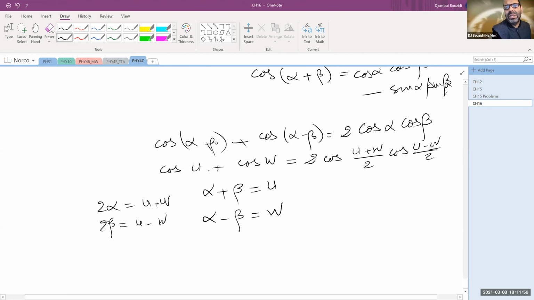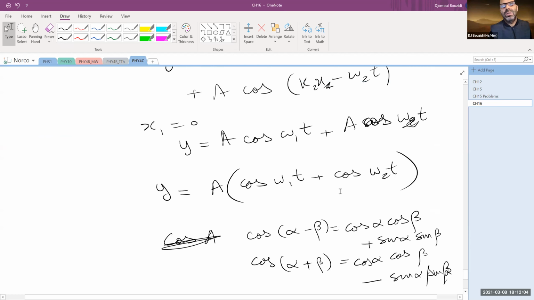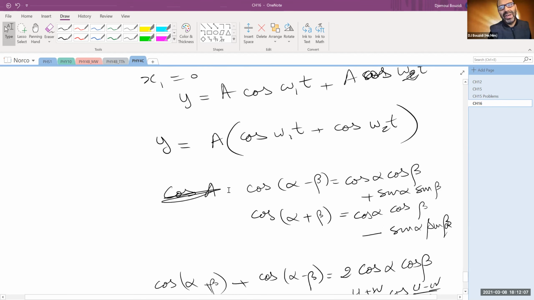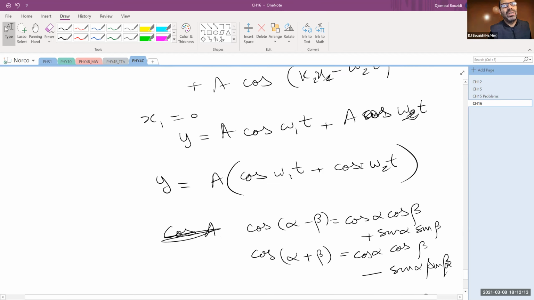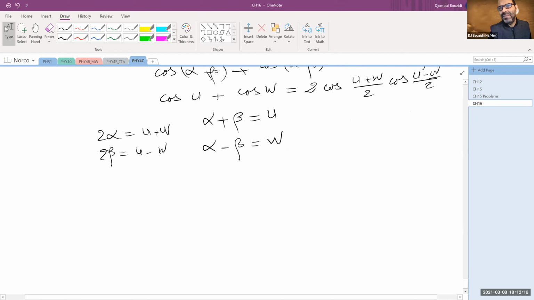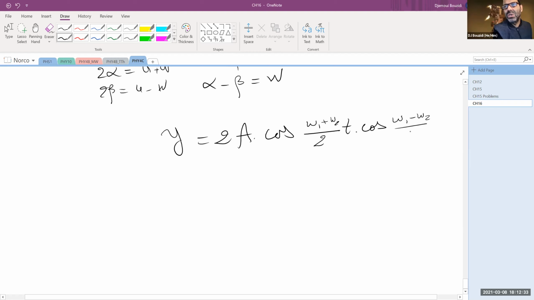This is the expression I wanted. I wanted the cos plus cos. What in the world is that? Since I already have a cos plus cos in this case, it's going to be 2 times A, because I have an A in front, times cosine of the sum divided by 2, times cosine of the difference divided by 2. So y, the way my ear perceives it, is going to be like this. y is going to be 2A times cosine of the sum divided by 2, which is omega 1 plus omega 2 over 2 times t, times cosine of the difference between the two frequencies, omega 1 minus omega 2 over 2 times t. Okay, so that's how my ear will perceive the sound in this case.